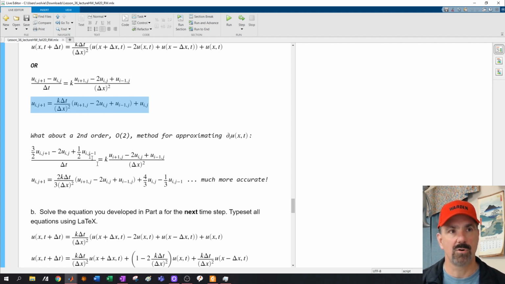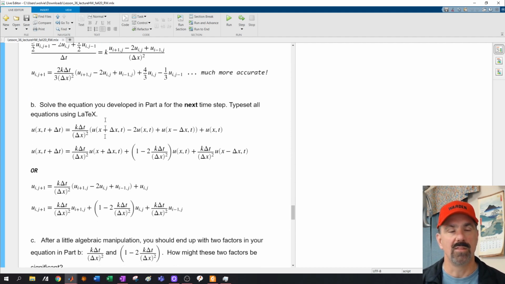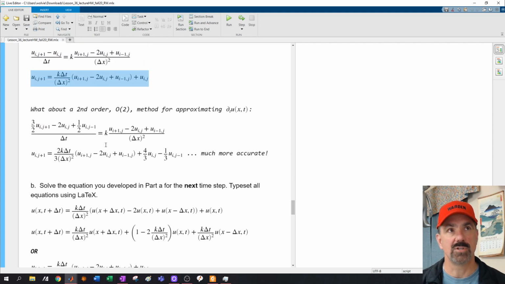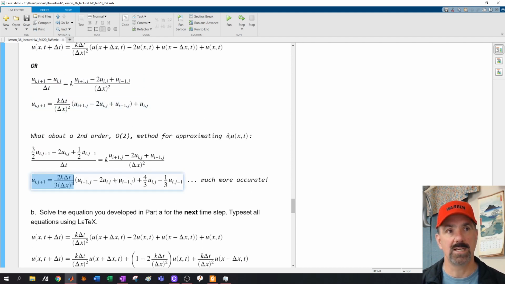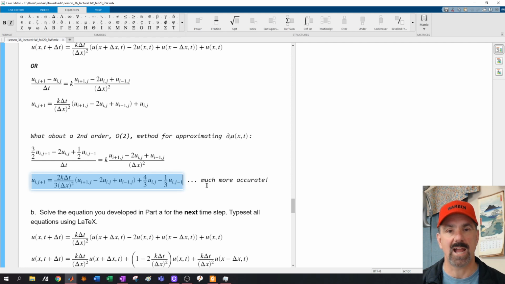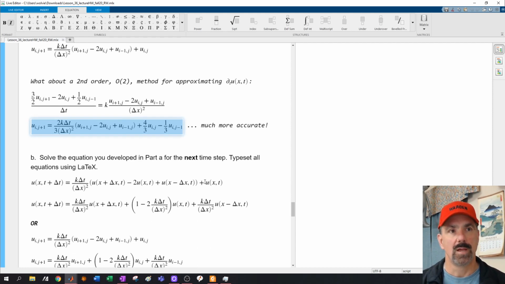You're not going to end up programming mine unless you already have something successful here and you want to try something different. And the reason that we do this, I'm just letting you know, is to match up the accuracy, so that the accuracy for the first partial with respect to t and the second partial with respect to x are both order 2. Has nothing to do with stability.